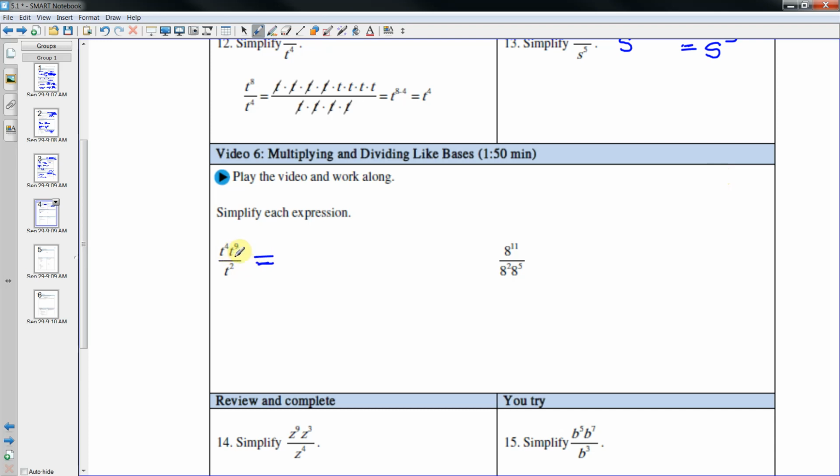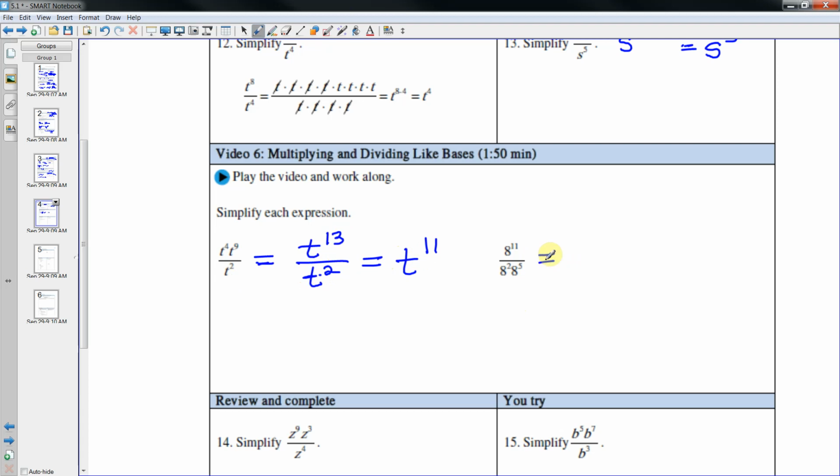So here I'm going to do the top, t to the 4th, t to the 9th, that gives me t to the 9 plus 4 gives me 13 on top. There wasn't anything to do to the bottom, it's a t squared. So now 13 minus 2 gives me t to the 11th.